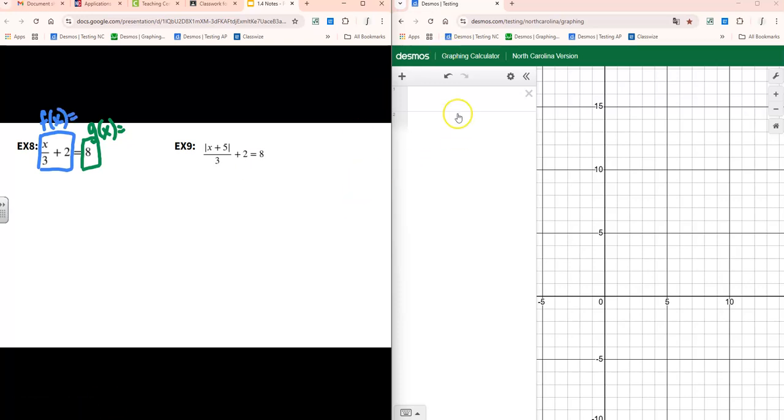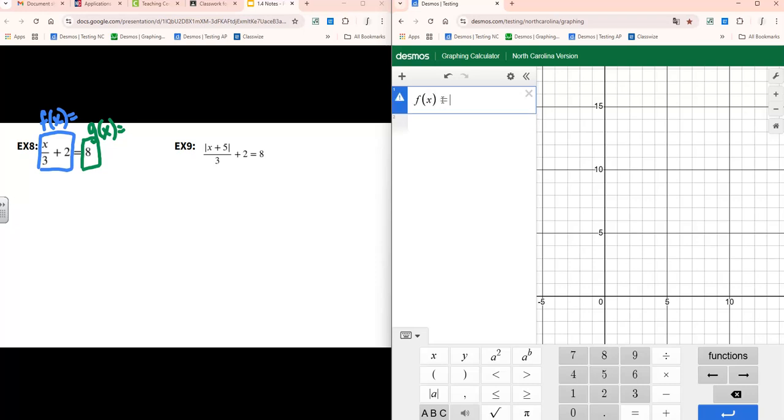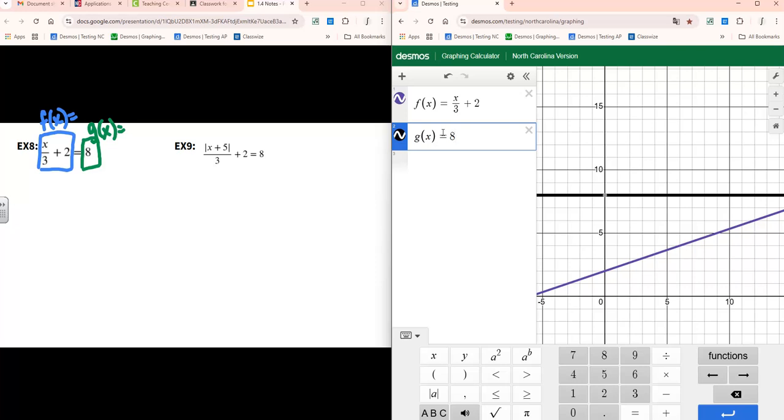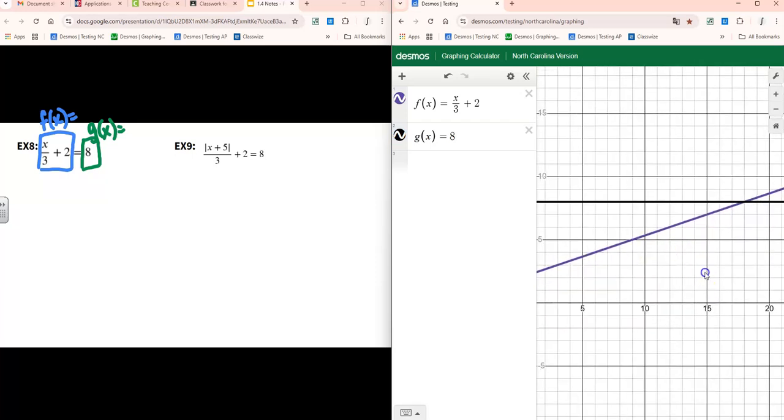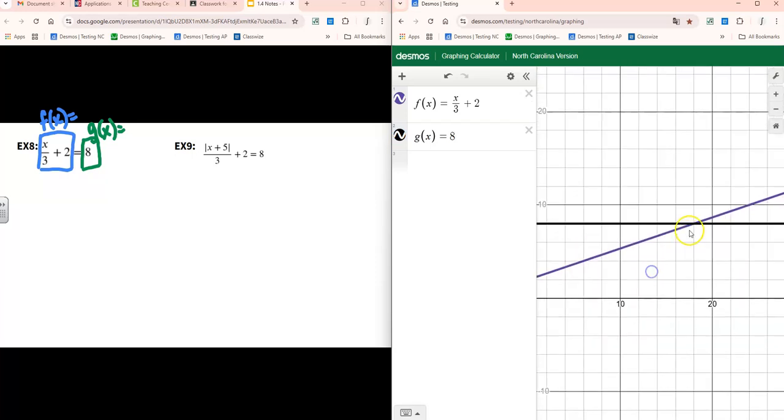So, first line, f of x equals x over 3 plus 2, and then I'm going to say g of x equals 8. Okay? Do these cross? Not on my screen, or, well, yours may because you're probably not zoomed out as much, or you might not be split screen, but all I got to do is zoom out a little bit or slide this over. Here they cross. Which one of those numbers is my answer? 18, because I'm solving for x, so I want the x coordinate, right? So this would be x equals 18.